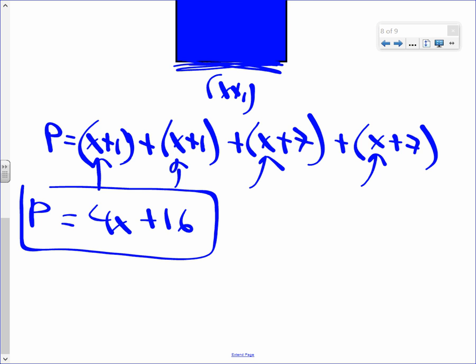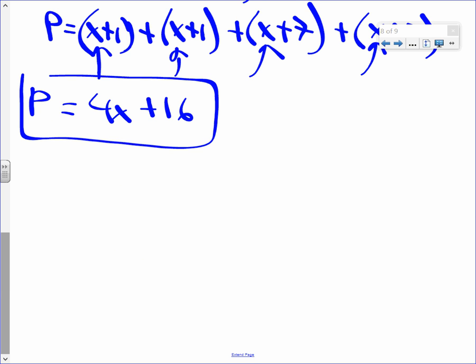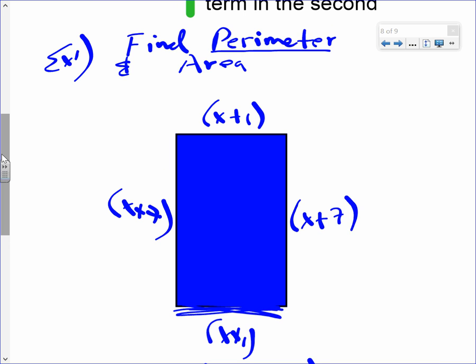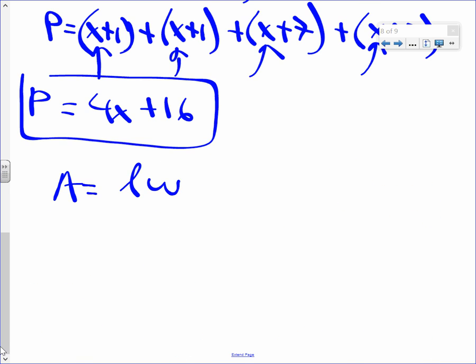How about area? Veteran students, anybody remember how to find the area of a rectangle? Maybe even a non-veteran student. How do you find the area of a rectangle from junior high? Length times width. Thank you. Area is length times width. The area inside a rectangle is you take the length and you multiply it by the width.